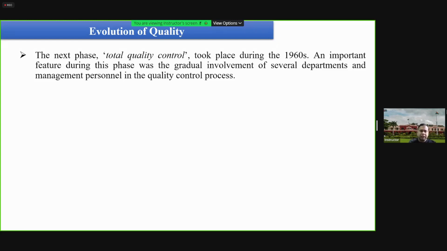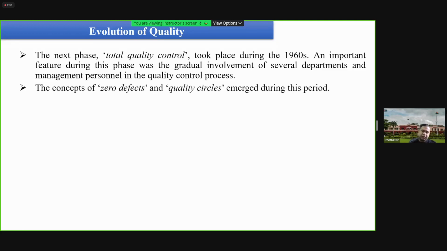And then came the concepts of lean management, zero defects, and quality circles, also during that period, where the focus was not only on detection of defects but on prevention of defects. We now need to prevent the defects from happening, and the goal is zero defects. And the quality circle concept also came up.